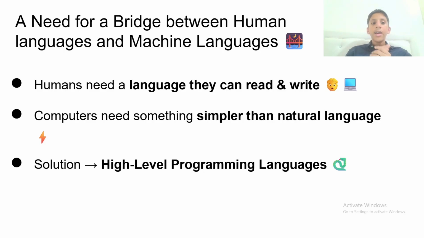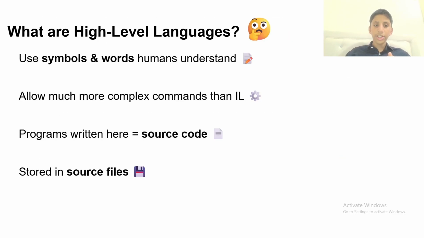So, the need for a bridge between human languages and machine languages. Humans need a language that they can read, write, and understand. And computers need something simpler than natural language. So what is the solution? High-level programming languages. So what are high-level languages?